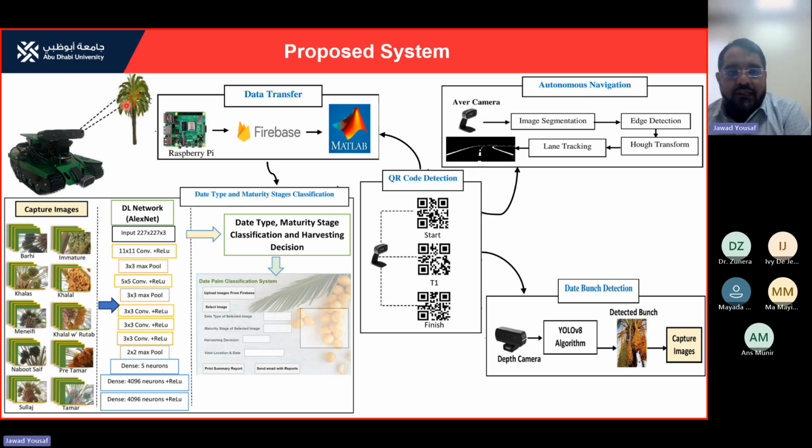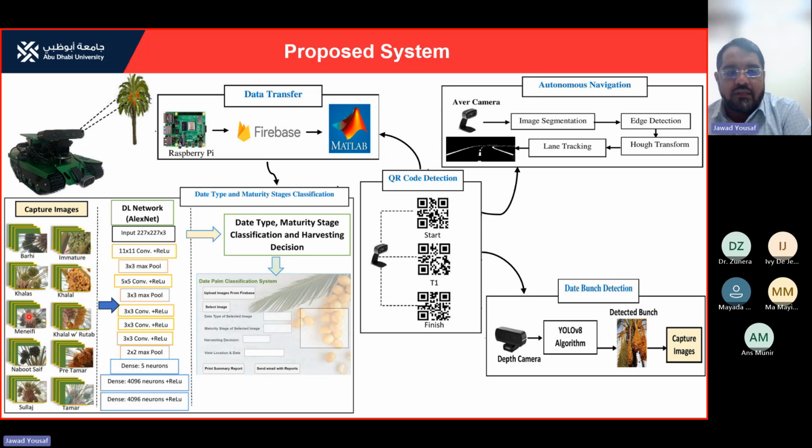For date bunch detection, we apply the state-of-the-art YOLO version 8 algorithm. This algorithm helps us not only localize the date bunch, but also take a clear picture of it. This part of the system is about the localization and capturing of the date bunches in the real-time environment. Once we have the captured images, we apply different deep learning neural networks. In our case, we have used 5 different types of dates: Barhi, Khalas, Manif, Nabut Saif, and Suluch. Each date type has 5 or 6 different maturity stages. Our system, using deep learning neural networks, will first classify the date type, that is, which date type the bunch belongs to.